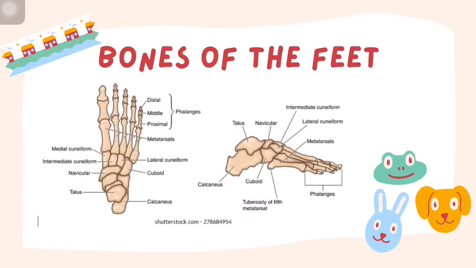Now let's move on to the bones of the foot. There are 3 groups of bones in the foot. First are the 7 tarsal bones: the proximal group, talus and calcaneus; the intermediate group, navicular; and the distal group, which is the cuboid and 3 cuneiforms.